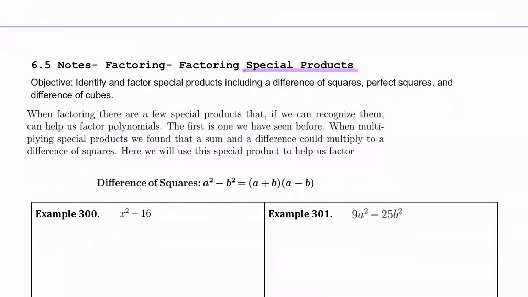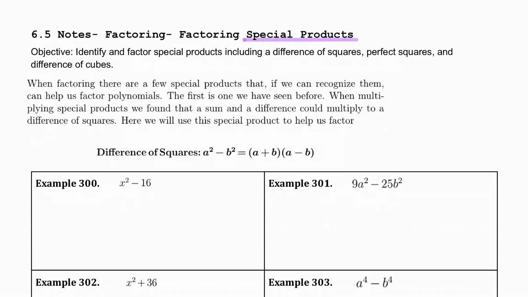Today we're going to look at some special products when we're factoring. And if we can recognize those special products just looking at our problem, it's going to make it a lot easier and a lot quicker to factor those. So we're going to really look at kind of three categories here. We're going to start with difference of squares.